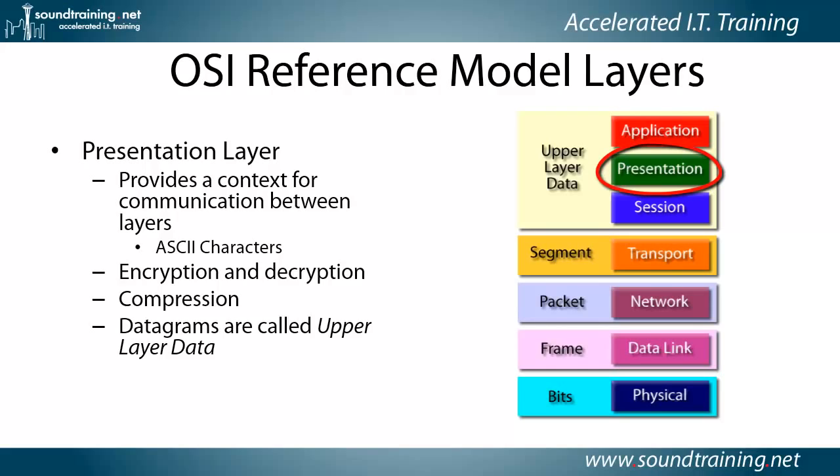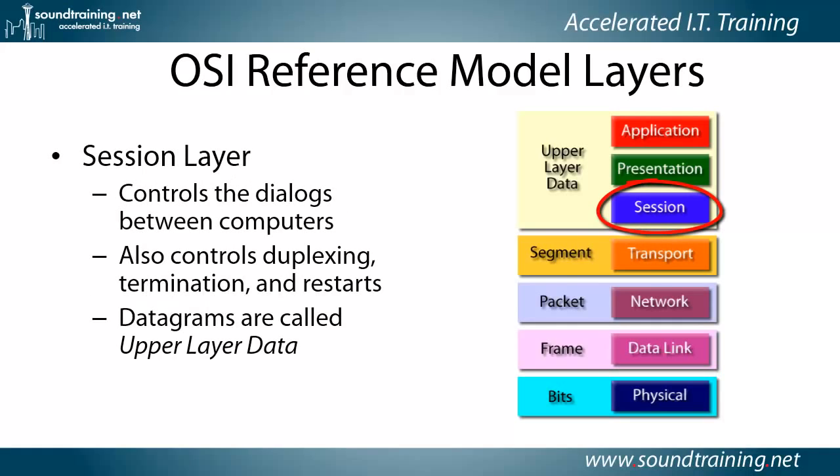Layer 6 is the presentation layer. It provides a context for communication between the layers. For example, ASCII characters are described here. Also, you'll find encryption and decryption at layer 6. Compression happens here, and datagrams here are called upper layer data. Here's a way to think about the presentation layer, maybe to remember it. It prepares the data from the lower layers for presentation to the application layer.